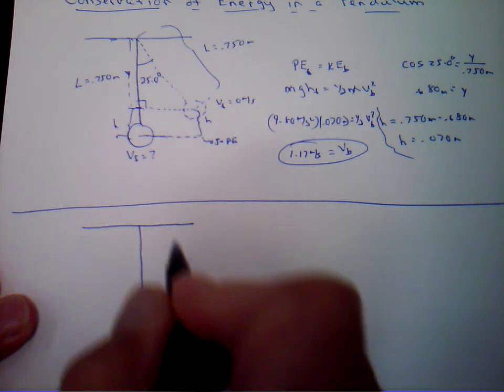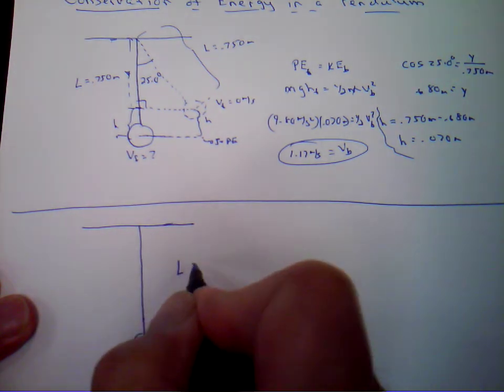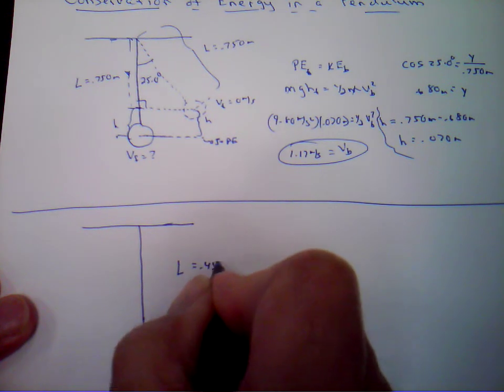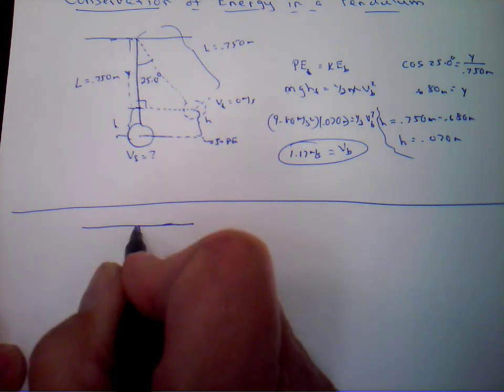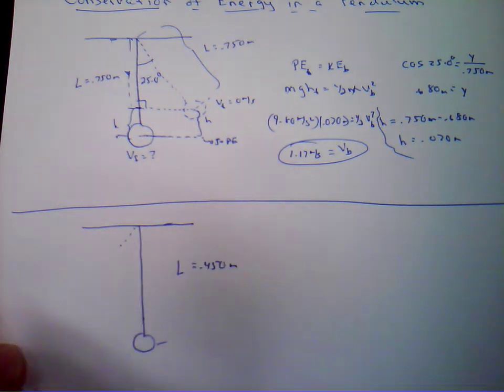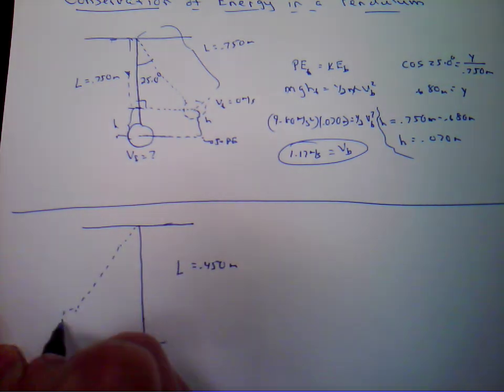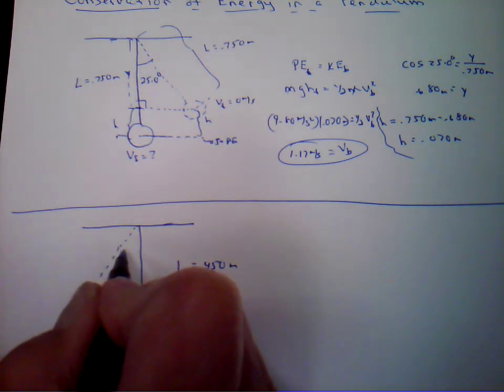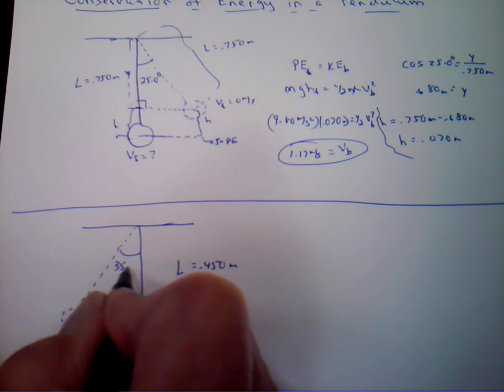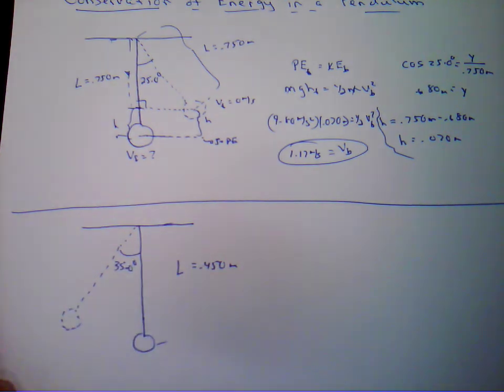And we say the length of this pendulum from here to here, this length, is going to be 0.450 meters. We're going to pull it to the left. It doesn't matter if you go to the left or right. The analysis is really the same. We're going to pull it to the left, and we're going to pull it at an angle of 35.0 degrees.